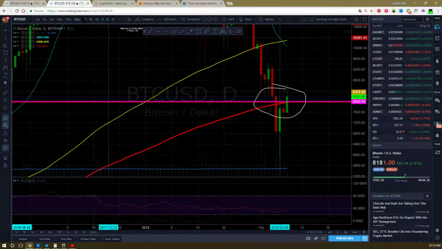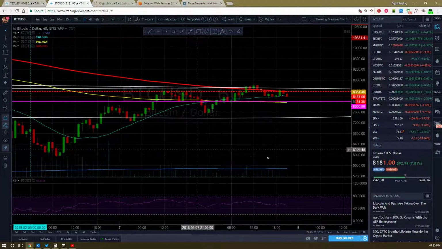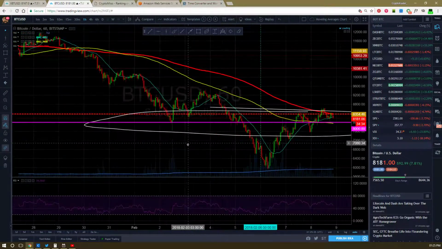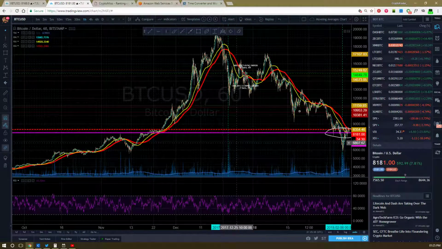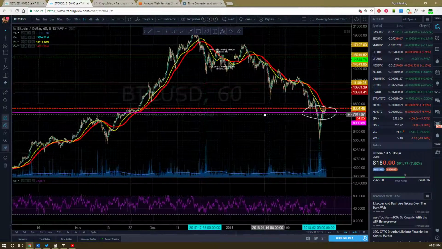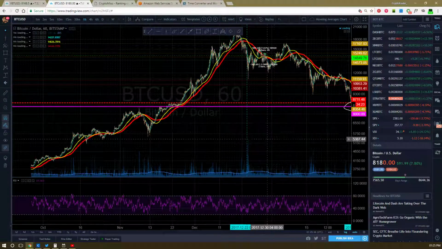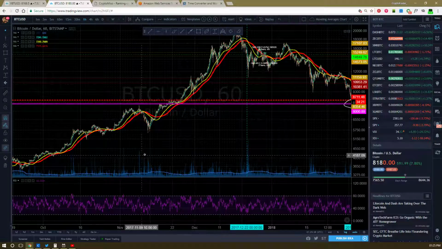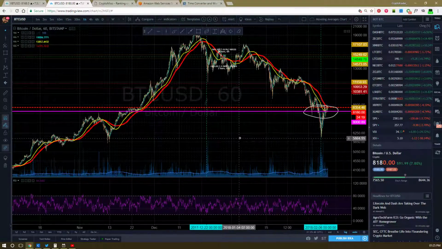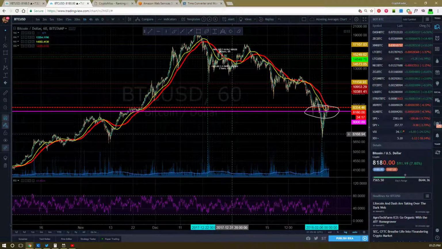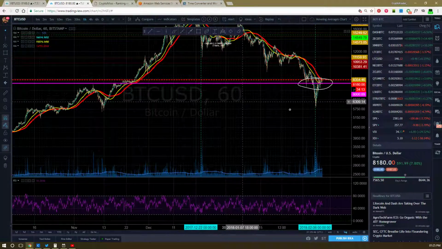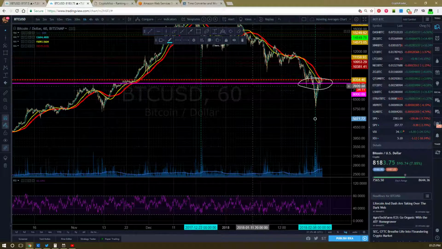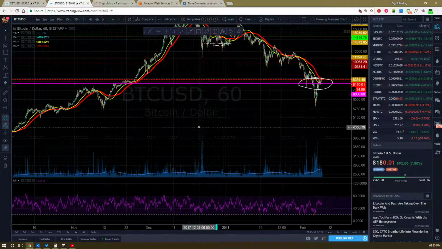Okay, let's go to the 1 hour. Pull it in. Logarithmic on you. I just want to compare the volume on this pullback with the volume from these other pullbacks. I've got to get rid of this now so I can see the volume.